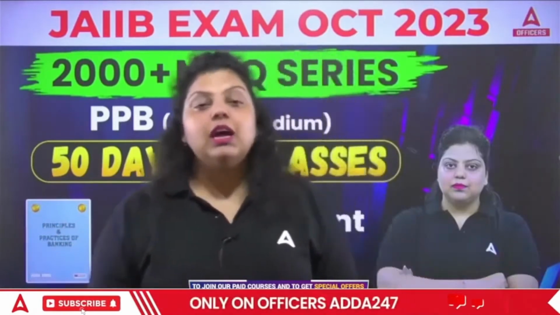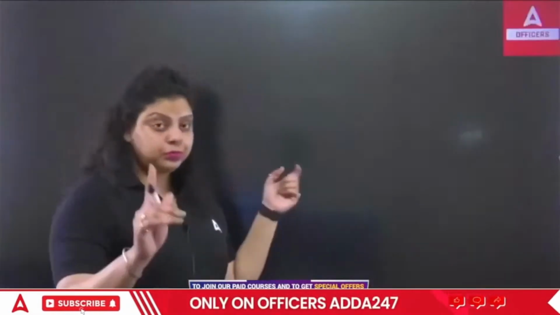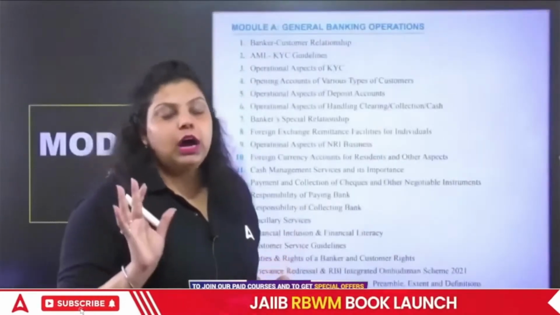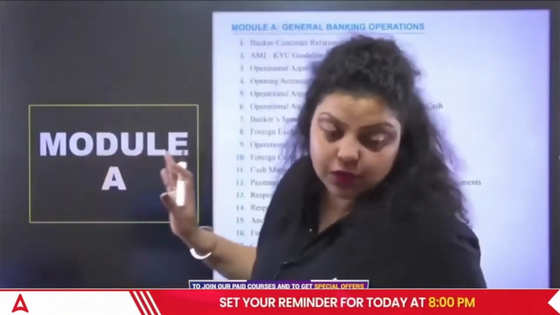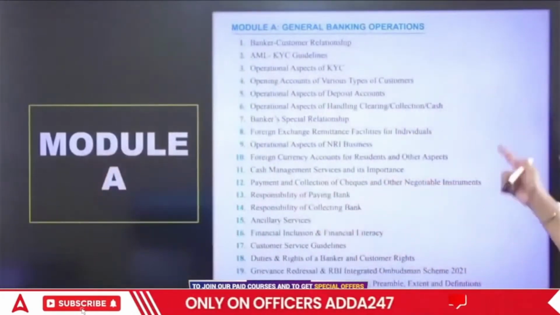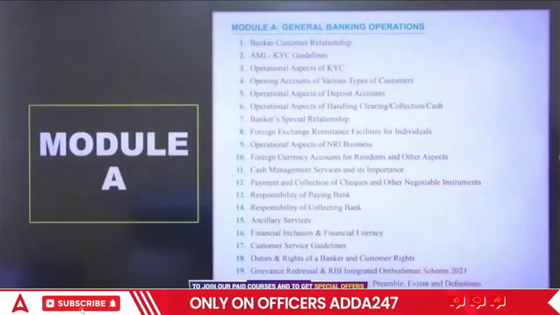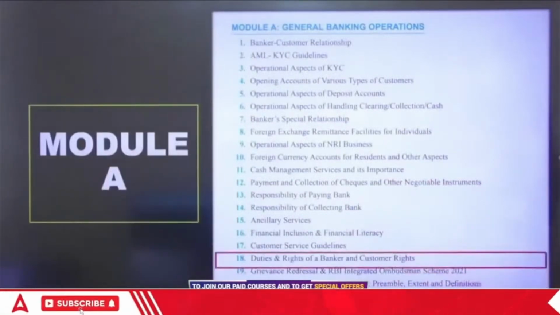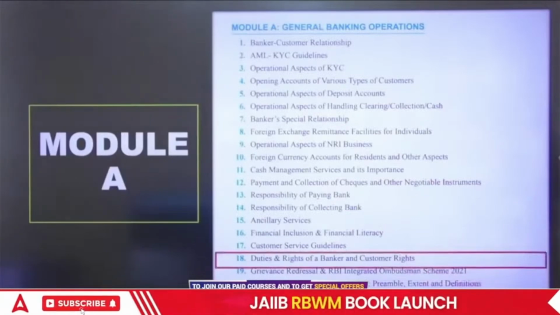As we know, there are 55 units in your PPB syllabus. Every subject of your JAIB has 4 modules, and PPB also has 4 modules. In PPB, there are a total of 55 units. Out of 55 units, 21 units are in module A. Today we are going to discuss the 18th unit, the duties and rights of a banker and a customer.